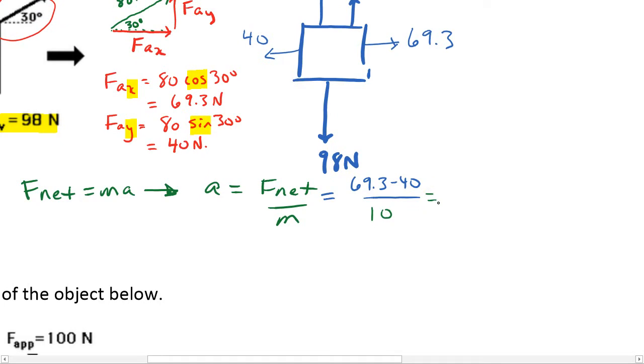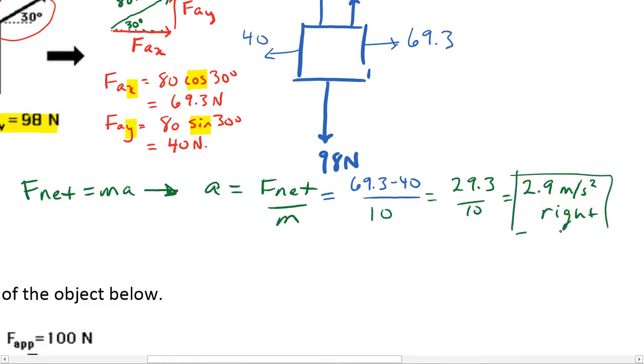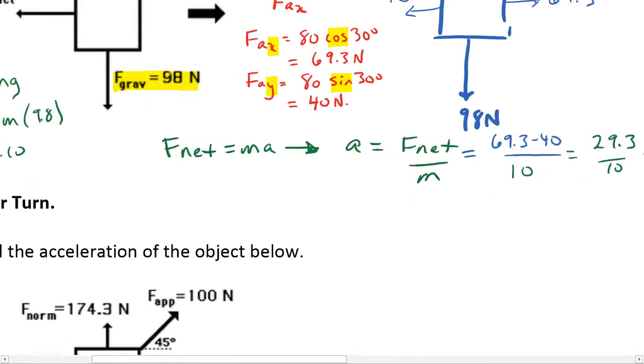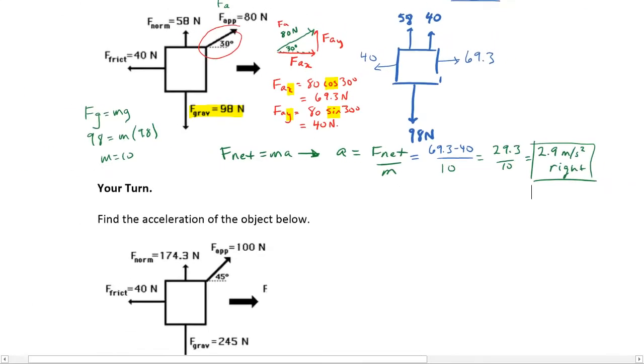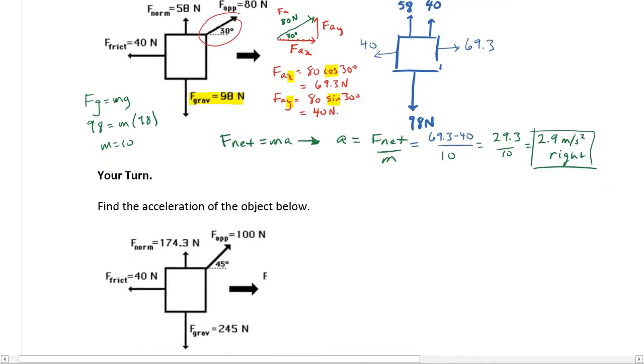69.3 minus 40 is 29.3. Divided by 10, it's going to be equal to 2.93. Most of my numbers are only two digits, two significant figures, so I'll round it off to 2.9 meters per second squared, and direction, which is to the right. So here I've answered the question about acceleration. Okay, so we did those. We did, I think, a fair number of those in grade 11, so it's a bit of a review.